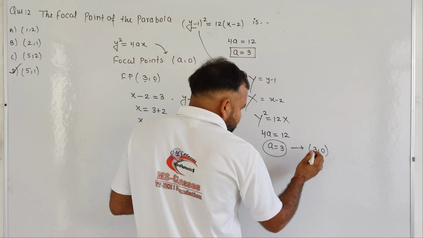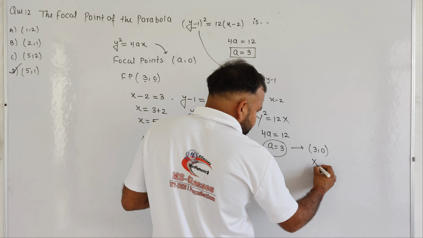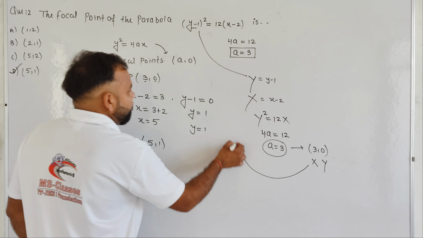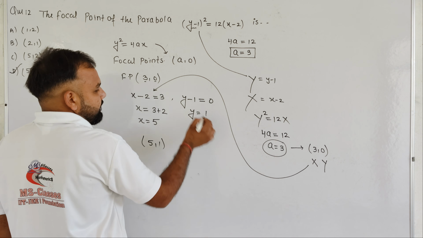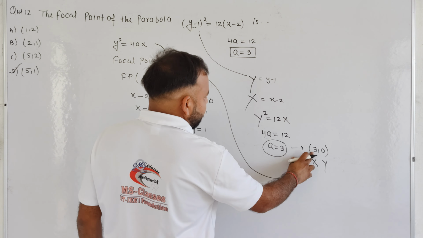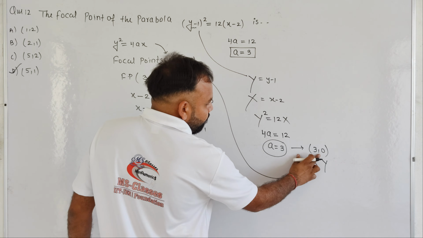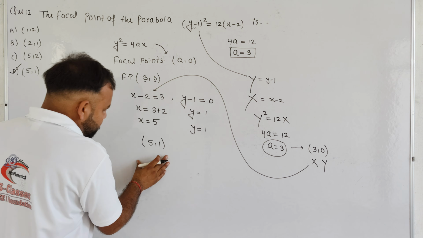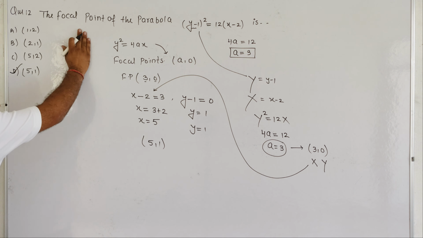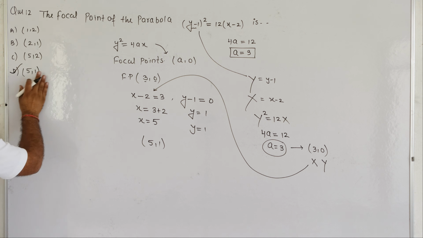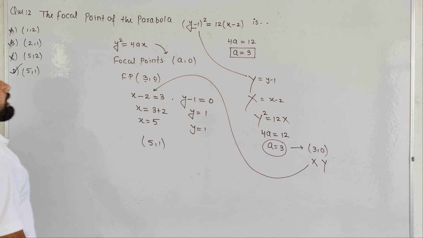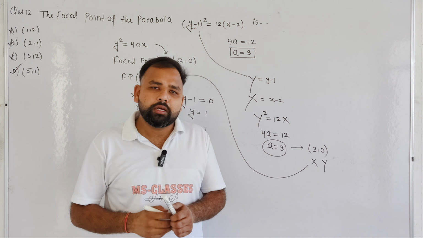That is the value of capital X and that is the value of capital Y. Okay student. So if we replace the value of capital X and capital Y, X minus 2 is basically 3 and Y minus 1 is basically 0. So X remains 5 and small y is 1. So basically the focal point for this standard parabola is (5, 1). So option D is correct. Remaining options are incorrect. Okay student.